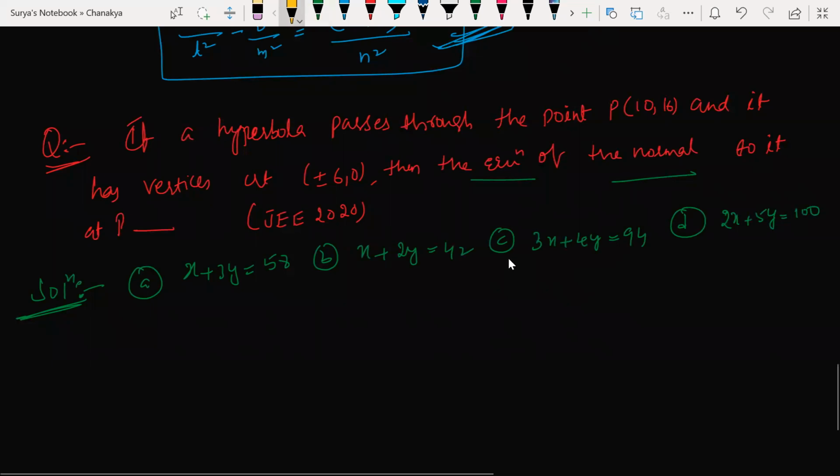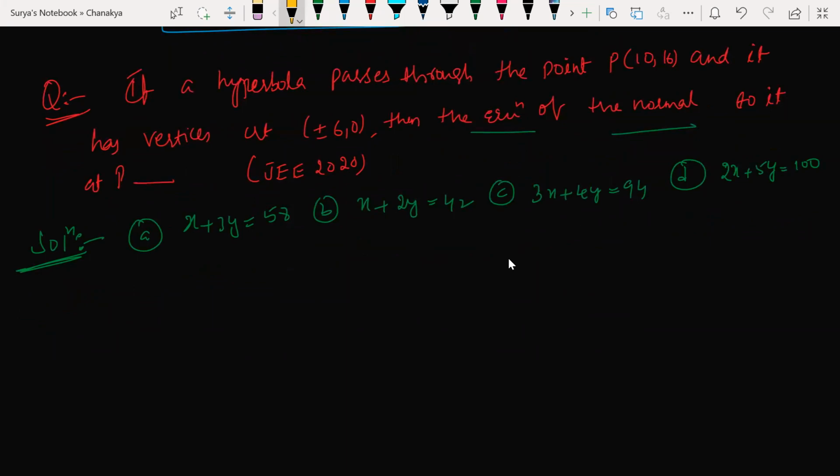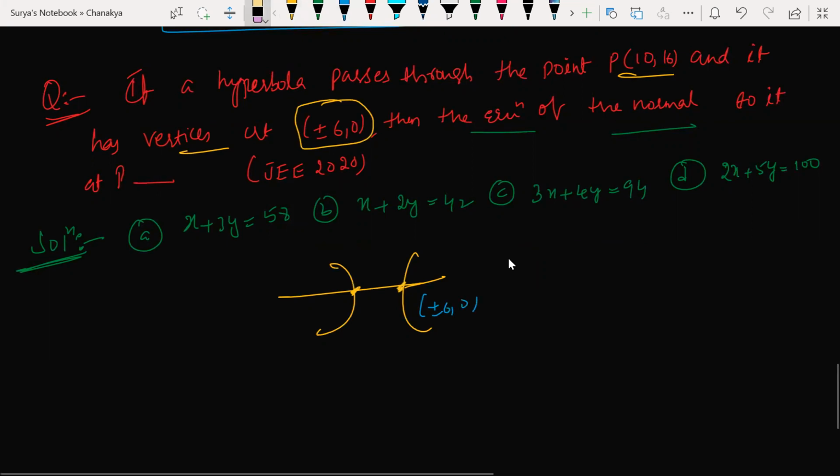Okay, so let's see how we can solve this. Beta देखो, a hyperbola passes through the point P (10, 16) and it has vertices, which is nothing but what? Beta देखो, this is talking about a hyperbola. This is the vertices here. ठीक है, vertices what he has given here: (±6, 0). So which hyperbola is it going to be? Transverse or conjugate? Tell me.